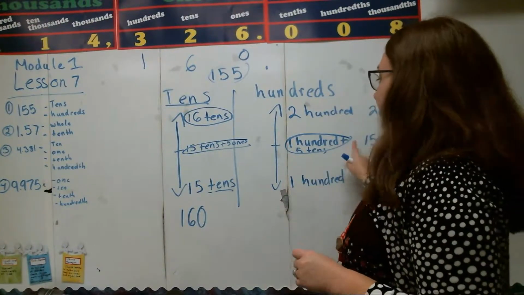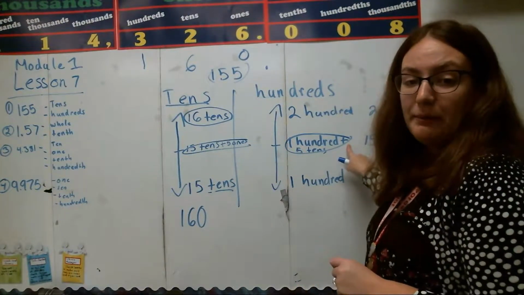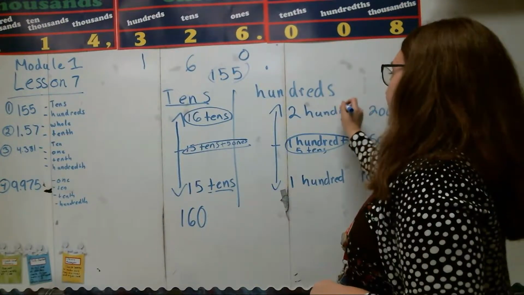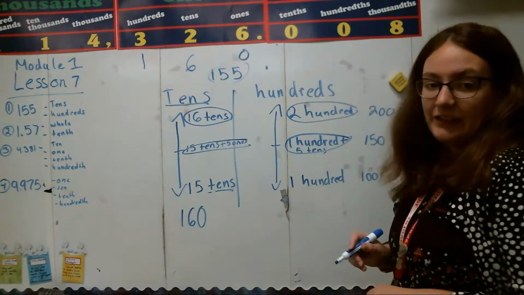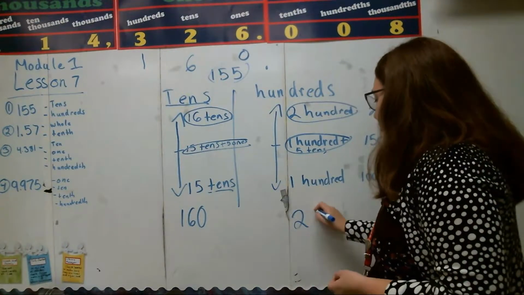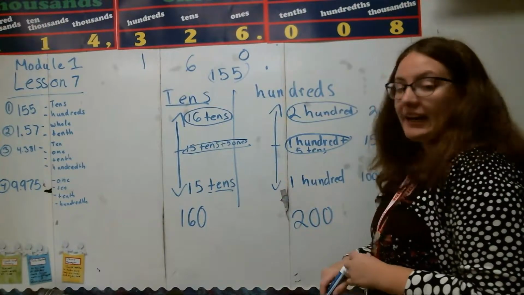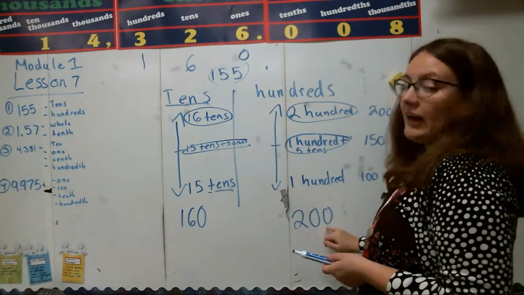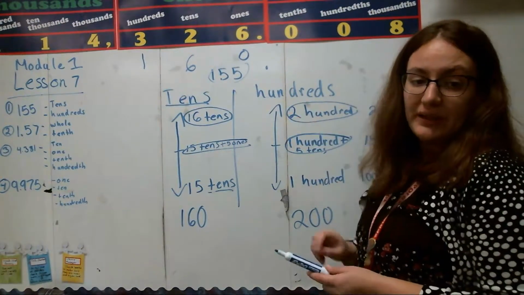And remember, if a number ever lands at the midpoint or above it, that means that my number rounds up. So my answer for this one is 200s. So I'll just write 200s like this, and that would be my answer for what 155 rounds to when we round to the hundreds place.